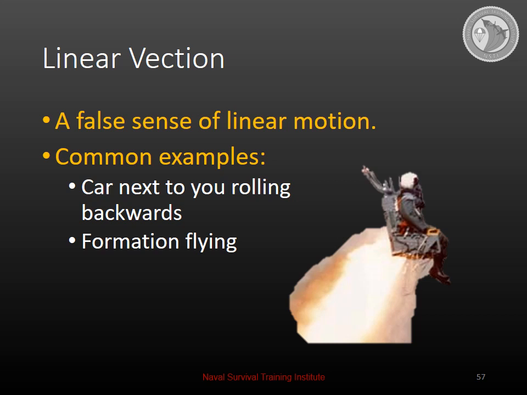Right? And your wife is looking at you like you're a crazy person. Right? But it really felt like we were rolling backwards. That's because your entire peripheral view was all moving together, and our brain is hardwired to translate the peripheral movement of our entire visual field as our movement. So this can happen when a car rolls next to you at the stoplight. This can happen in formation flying, where a large portion of your peripheral visual field moves together.